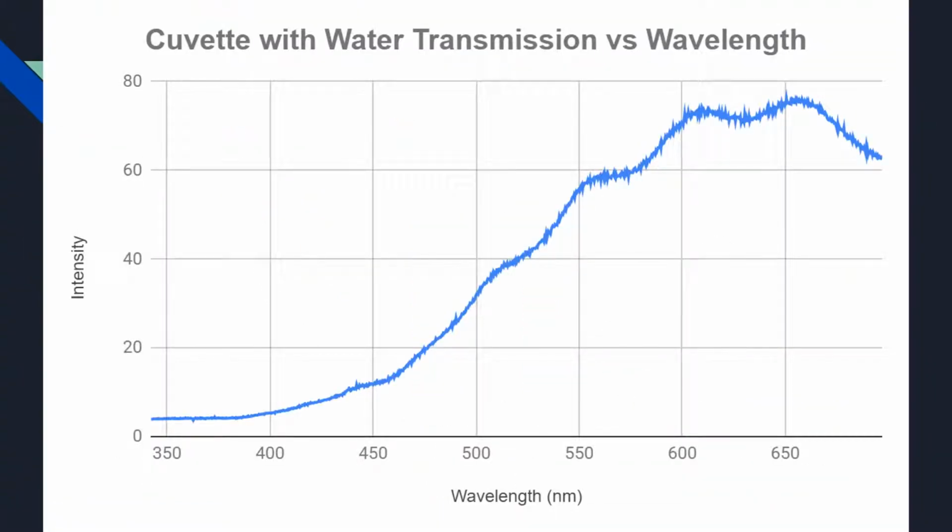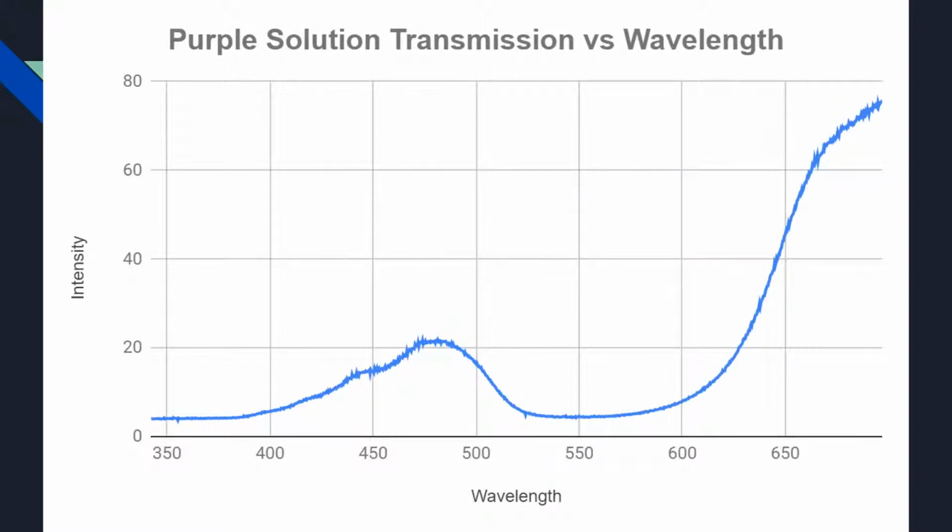Here's our cuvette with the water transmission curve. We had a light on one side of a cuvette with just water in it and a spectrophotometer on the other, and this is the wavelength curve that we got. Now here we have a purple dye solution in a cuvette instead of the water. We did the exact same setup, and here's our curve. There's a lot less light transmitted directly through, even though it's the same light source.